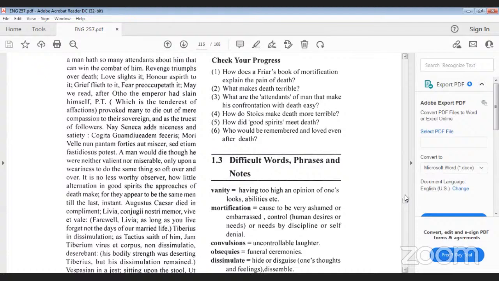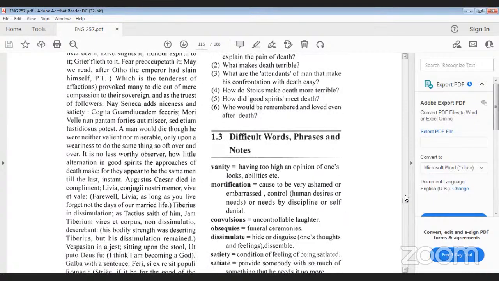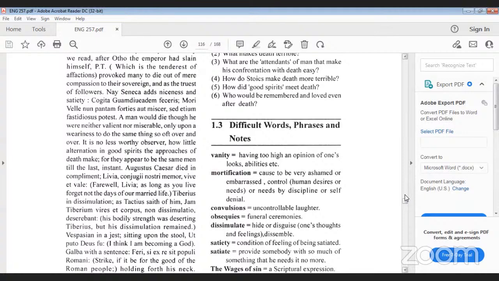See what the fear of death explains about the pain of death. What makes death terrible? What are the attempts of the man that make his confrontation with death easy? How do the Stoics make death more terrible? How did a good spirit meet death? Who would be remembered and loved after death?